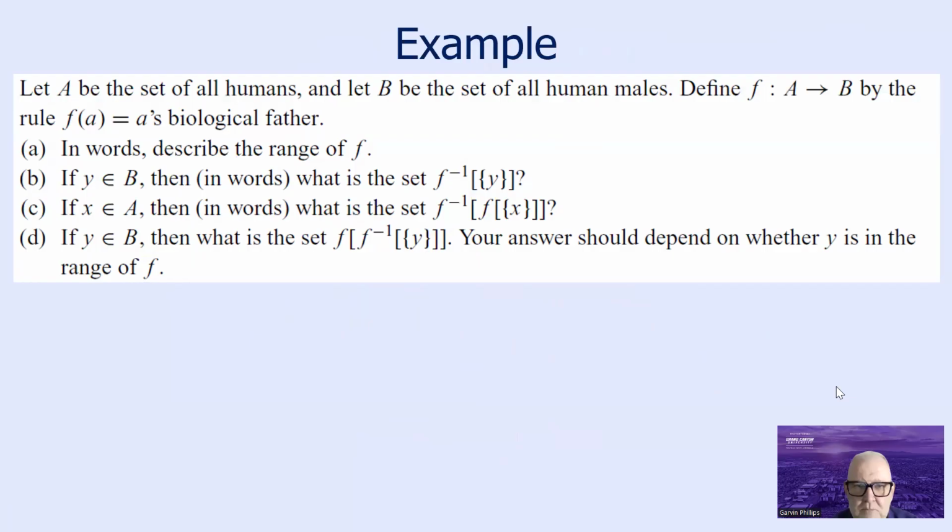So A is the set of all humans. B is the set of all human males. The definition is we're going to define our function from A, all humans, to B by the rule that f of A equals A's biological father. So this means each human has a biological father. Very simple, very straightforward. So in words, you're going to describe the range of that function.